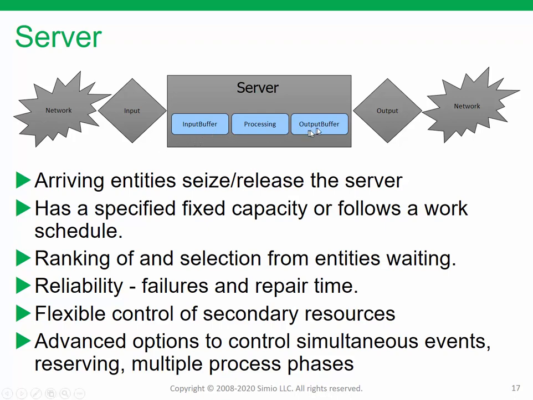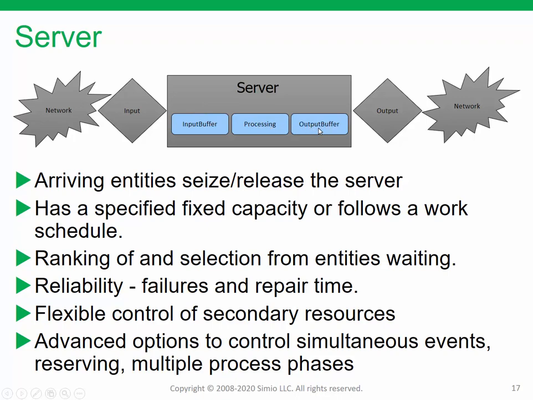Both the input buffer and the output buffer can have specific capacities, so we can either set those to infinity, in which case they are not capacitated, or we can set the capacities to a particular value, which would limit the number of entities in either one of the buffers. If we set the buffer capacity to 0 on the input buffer, then entities don't leave the network, so they wait at the network until there is capacity at the processing station, and then they move directly from the input node into the processing station.